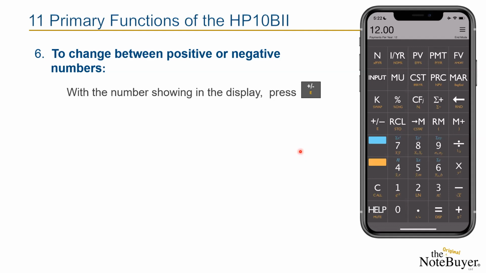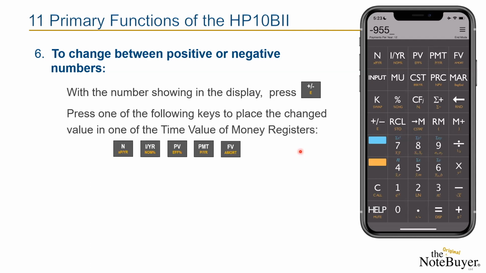Okay, so to do that, let's put 955, okay? And we want to make that negative. So all we would need to do is put our number that we want in the display, and then we're just going to press this plus or minus sign. Notice how it changed to negative. Now it is a toggle key, which means you can keep going back and forth and it'll keep changing.